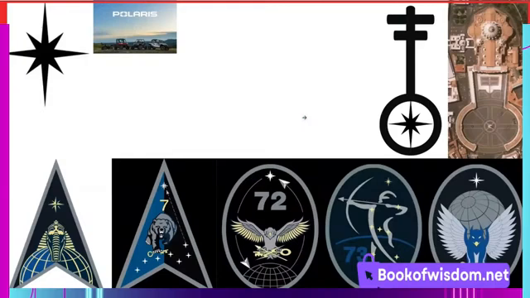Here's Polaris, the 8-pointed star. Polaris is in between the sun and the moon. It's at the center of the Taurus field. And Polaris corresponds with the pineal gland as well because it's the all-seeing eye.